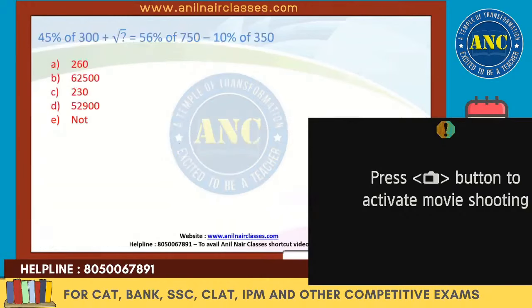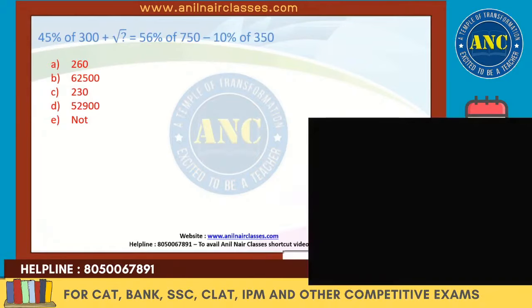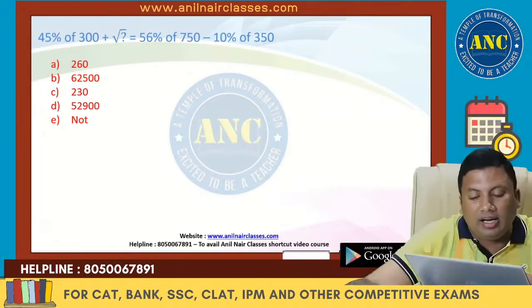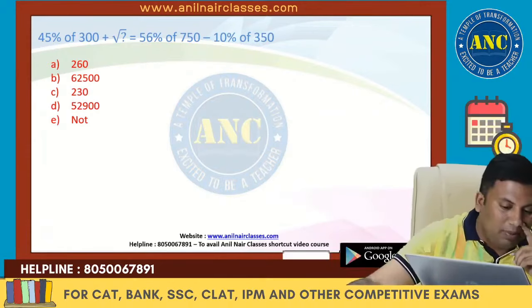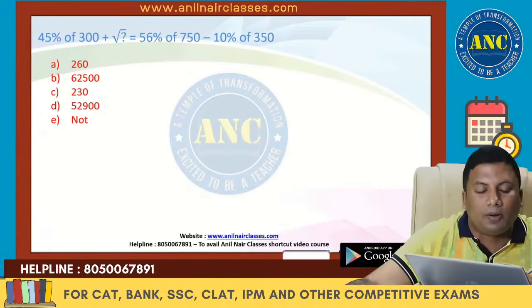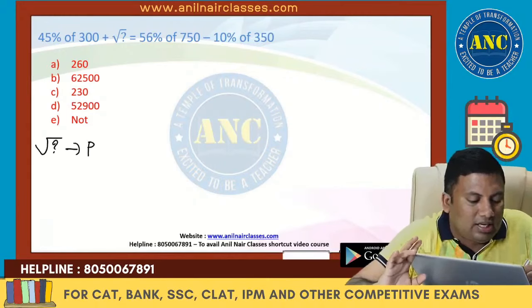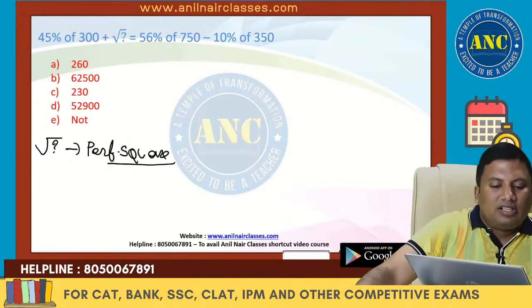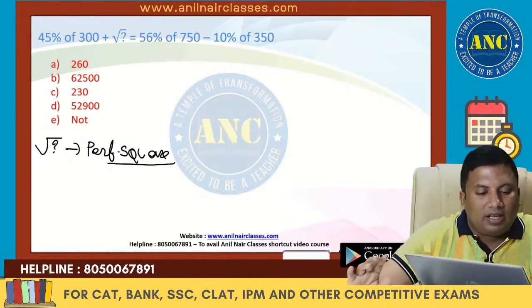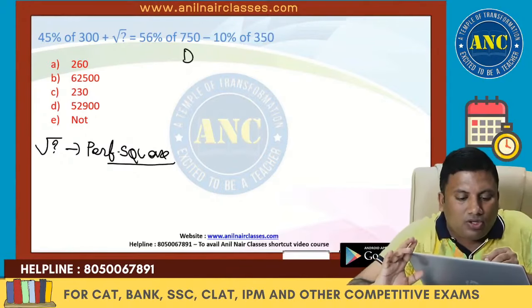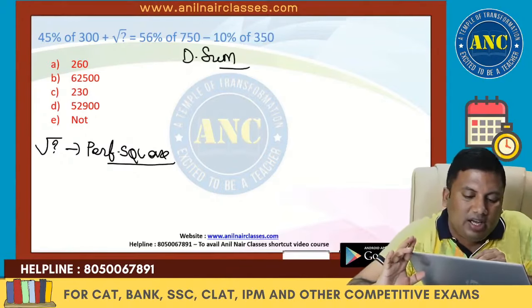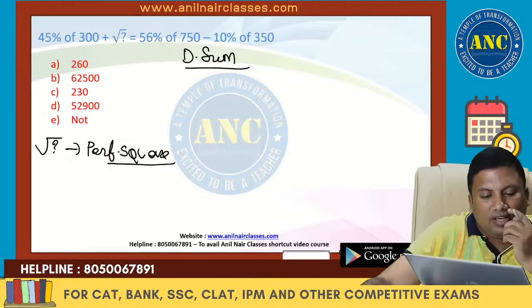45% of 300 plus root equivalent to 56% of 750. Wantedly, I kept this question. Why? Because I want more than one answer option to satisfy this. This square root is a perfect square. Now see here. Now listen carefully here. Now you can go by the answer, digital sum approach also, which I did not discuss in the previous problem. That also we will discuss.